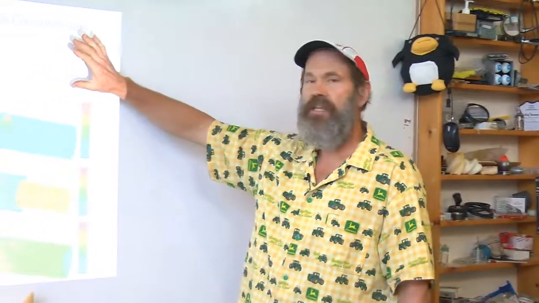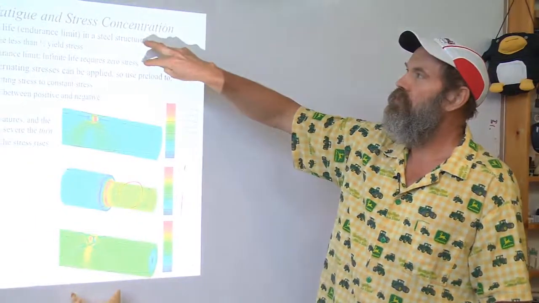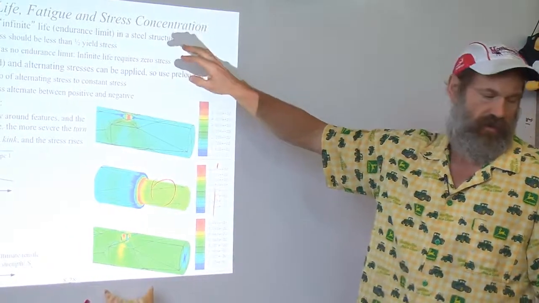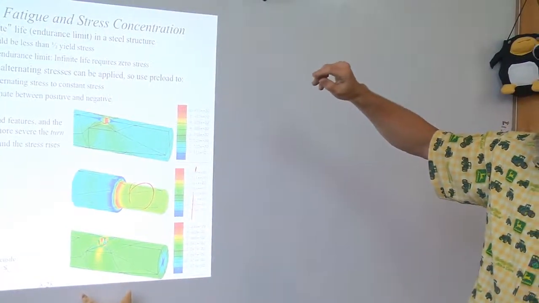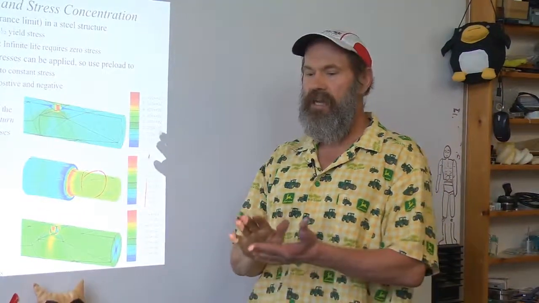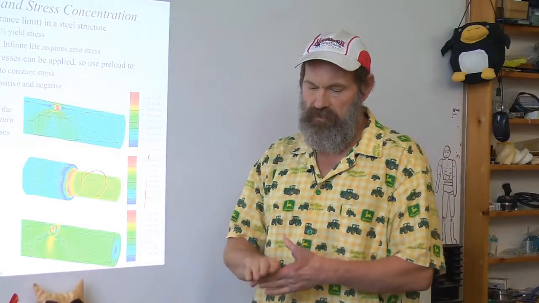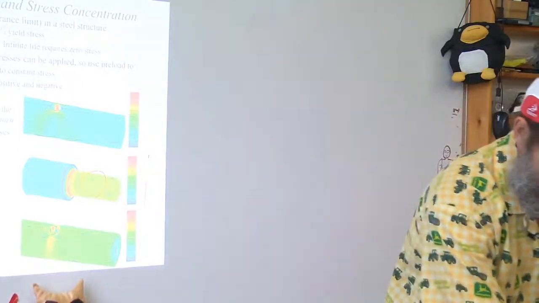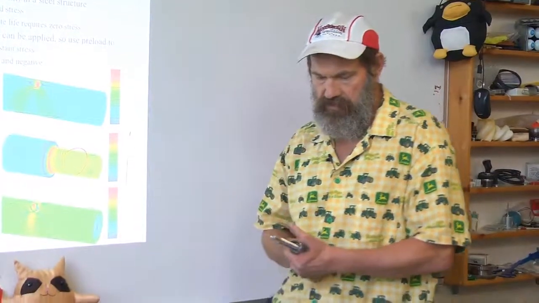Well, in a steel structure, the endurance limit is typically infinite if the applied stress is less than half of the yield stress. But you've got to be careful. It's not just the applied stress. If I have a shaft and I'm putting bending loads on it, and there's a torsion load on it, it's the combined state of stress, for example, by von Mises criteria, that you have to use. The combined stress has to be less than half of the yield.